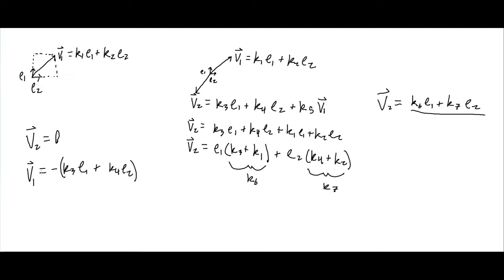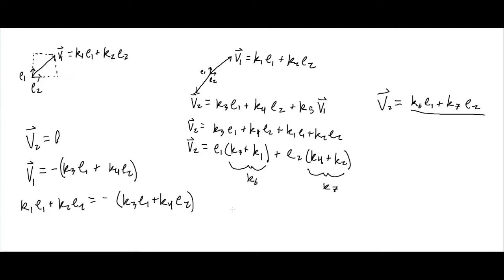And so if this is the case, the k's don't have to be zero here. They don't have to be zero here. So we could say that k1 e1 plus k2 e2 is equal to minus k3 e1 plus k4 e2. And so in this case, we don't have to have the k's being equal to zero, because we have this other thing here, this v1 that we are using to represent our v2, is just the opposite of these components of our v2.